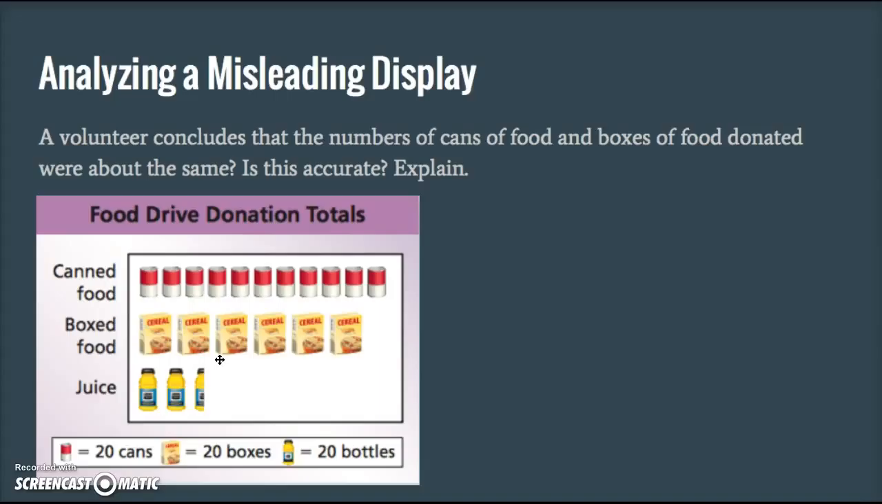So, was it accurate in saying that the number of cans and the number of boxes donated were the same? And that is no, because the size of the pictures are very different. In order to get a true display, if you're going to use a pictograph, you want your pictures to be the exact same size, so there is no discrepancy in reading the graph.